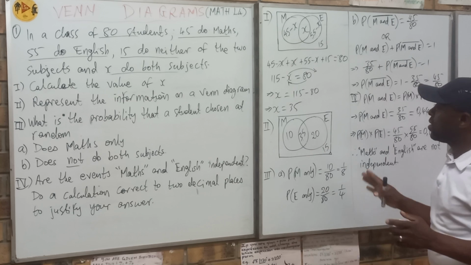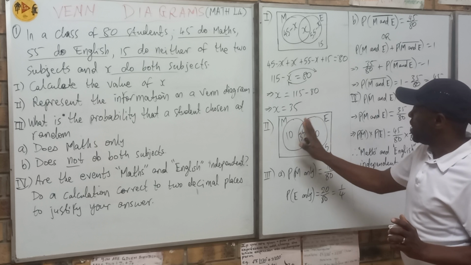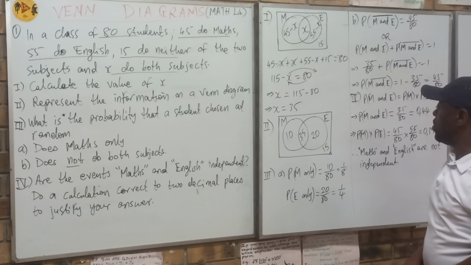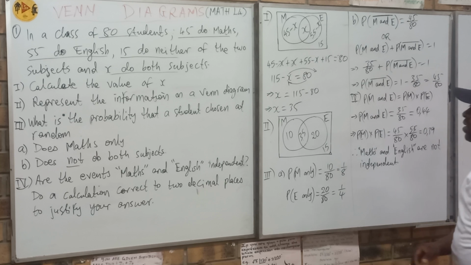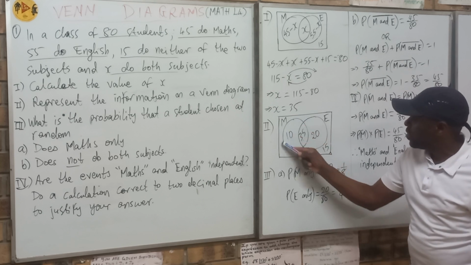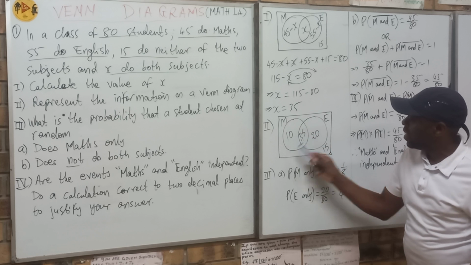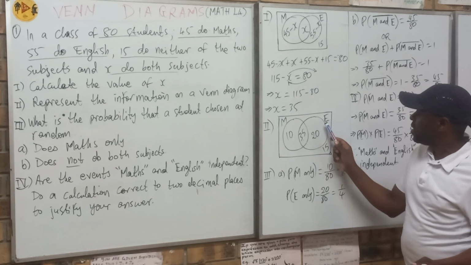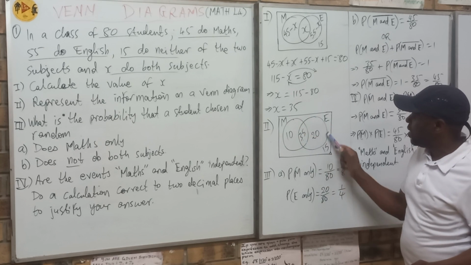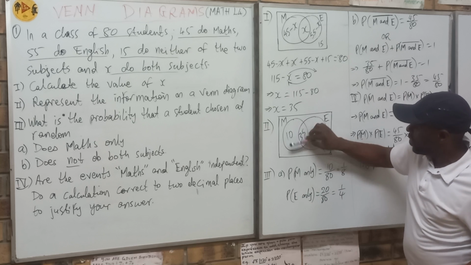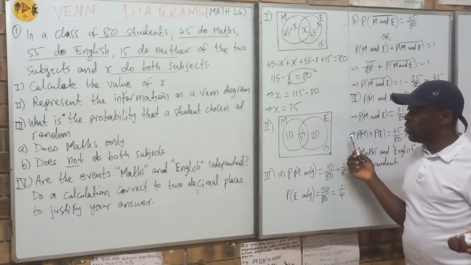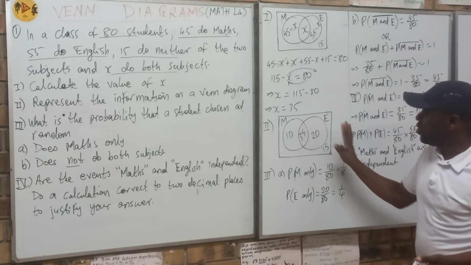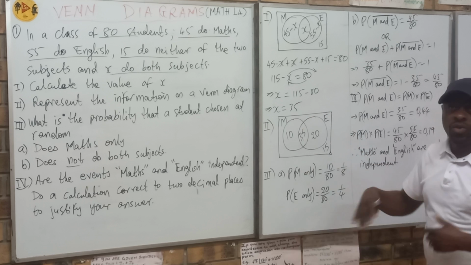My advice is that you must know how to master the different portions of your Venn diagram. Once you know how to understand the different portions of your Venn diagram, you are sorted. You see, this is math, where there is 10 is math only, where there is 35 is math and English, where there is 20 is English only, but this is English, the whole circle. Then out of that, you have those who do not do both. So if they ask you any question on Venn diagrams, as long as you know the portions of the Venn diagrams, you always get it right.